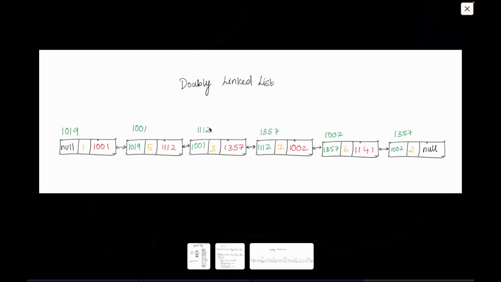There is also a thing called a circular linked list. It is also like singly and doubly linked lists. But at the end we won't have this null pointer. Instead of that, we will have a pointer pointing to the first element here. So that is called a circular linked list.